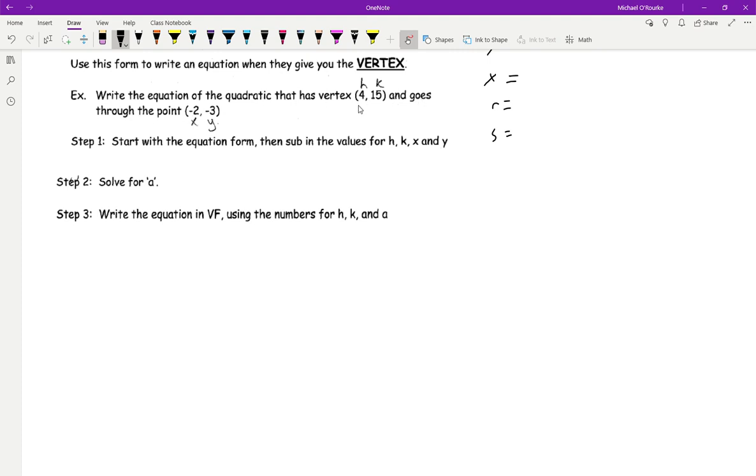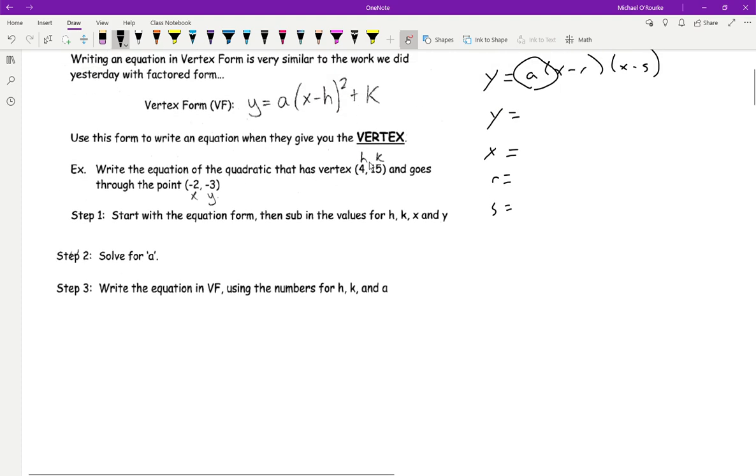And if you remember vertex form, the vertex is H and K. So 4 is the H, 15 is the K. And this is our X and Y points. So what I like to do, I like to write down everything we have, right? X, Y, H, K, and A. So in this case, our X is -2, our Y is -3, our H is 4, and our K is 15. And here's what we're looking for. Okay?